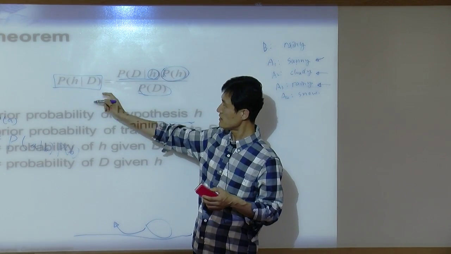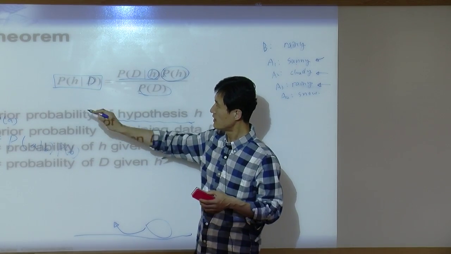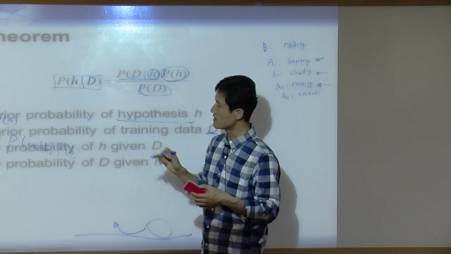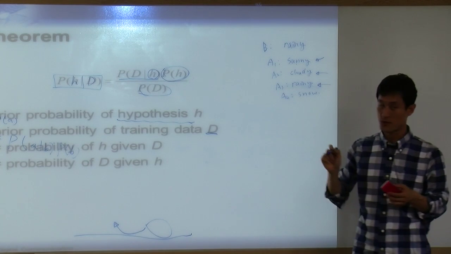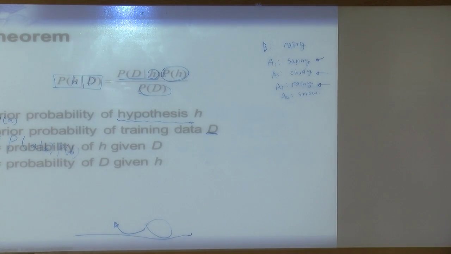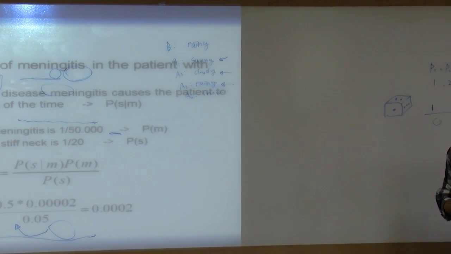So what this means is you already observe some data. Based on that, you are going to estimate the result. So that's the hypothesis. Example is this one. So let me tell you an example here.